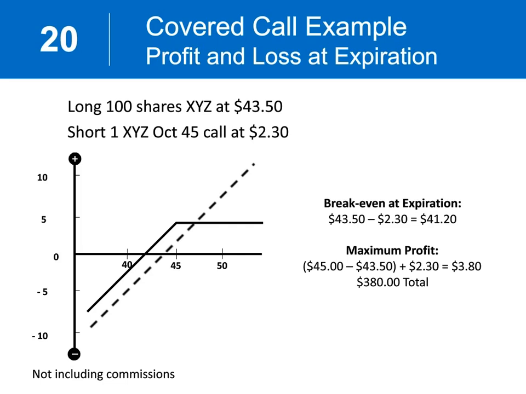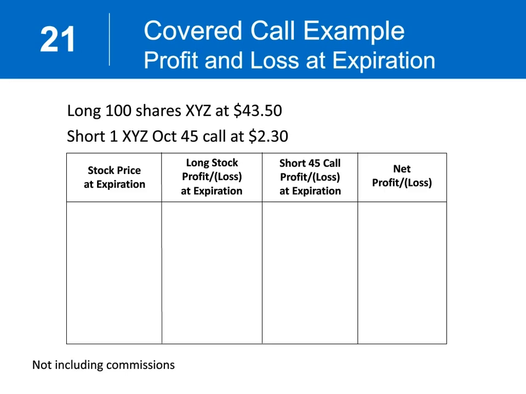So now we'll go through our chart again, and we're going to pick the entry point to start with. $43.50 at expiration is where our stock ended up. This means we haven't gained or lost anything on our stock trade. That's zero. Our call option expired out of the money, worthless. We received $2.30, so we kept $2.30. That leaves us with a net profit of $2.30.